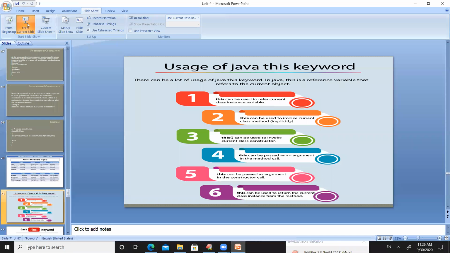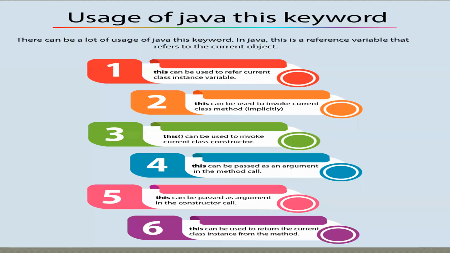Along with these usages, there are three more usages. This can be passed as an argument. This can be passed as an argument in the constructor call. This can be used to return the current class instance from the method. So the main 3 important, or the first 3, I have shown the examples for those 3. And if anybody wants to have the examples, please make a comment. I will show the examples for 4, 5, 6 also if time permits.